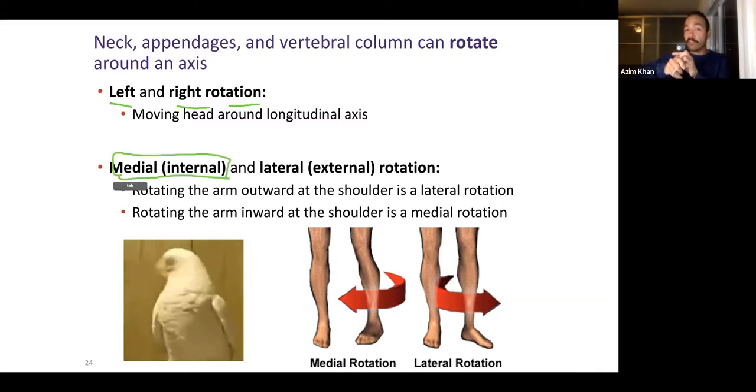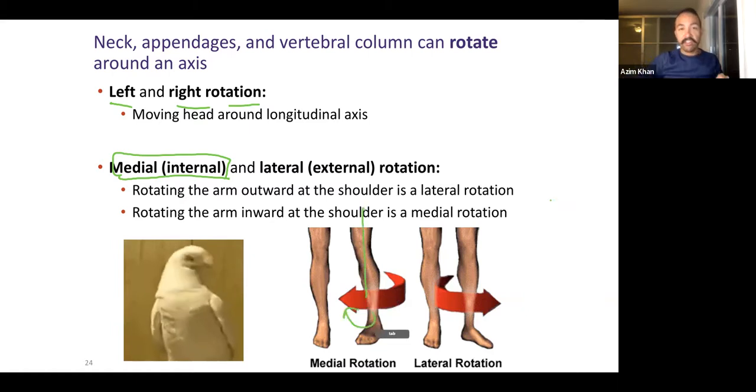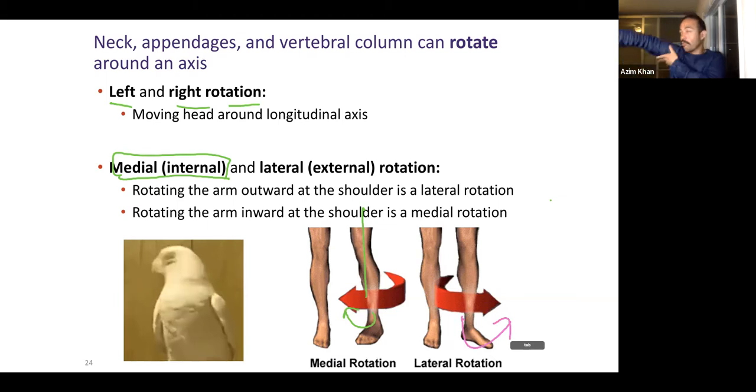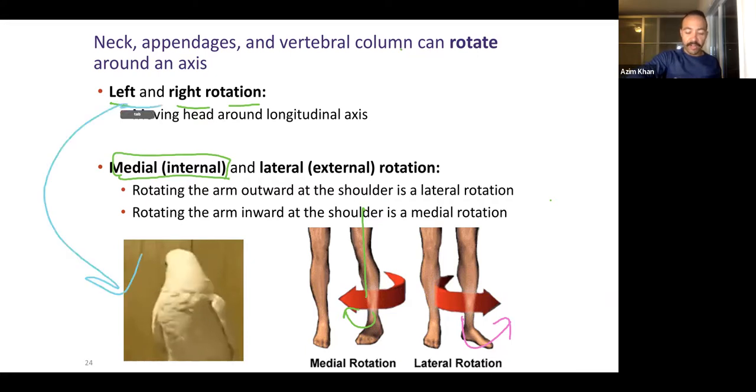Medial or internal rotation is if your whole arm turns over, not just your wrist, your whole arm. Same with your whole leg. If your whole leg rotates at the hip, that would be medial or internal rotation. Compare that with lateral rotation, where your whole leg is turning out, where your whole arm is turning out. That's lateral rotation. So this bird, that's left-right rotation, but medial lateral rotation, that's exemplified on the right side, bottom right.